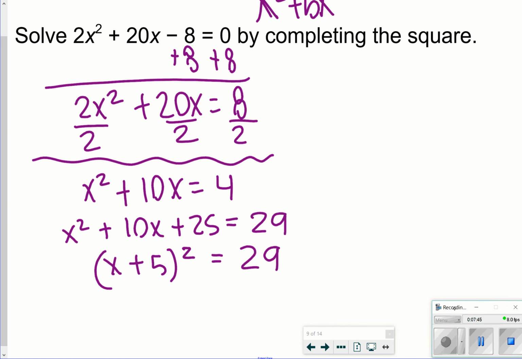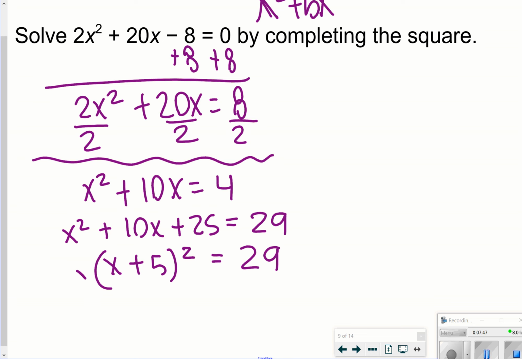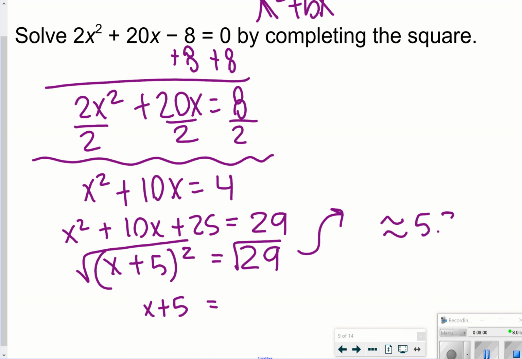Go ahead and find the square root of both sides. So I have x plus 5 is equal to the positive and negative square root of 29. And if you type this into your calculator, it's going to give you about 5.39. So we're going to say x plus 5 is equal to the positive and negative 5.39. And then we can go ahead and plug in both of these to see what my answer would be.